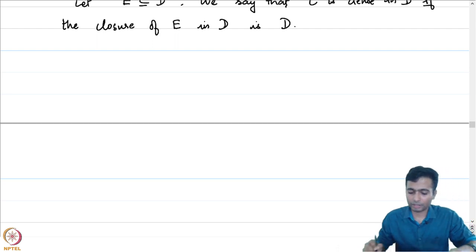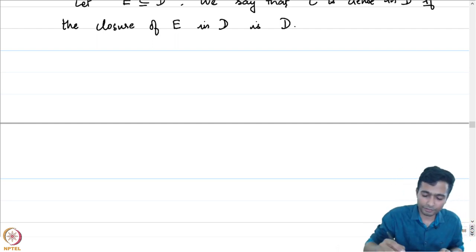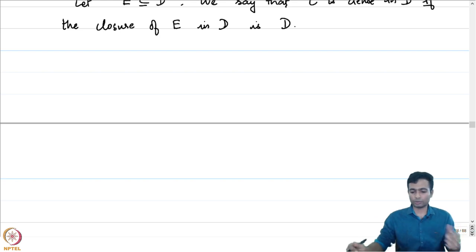I'll be a bit careful when I say this. We are taking the closure of E in D. So what does it mean to say that we are looking at the closure of E in D? In this context, in the complex plane, we can just say that it is going to be the closure of E in C intersected with D.